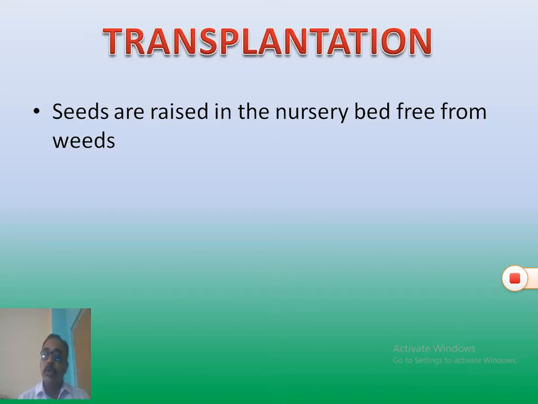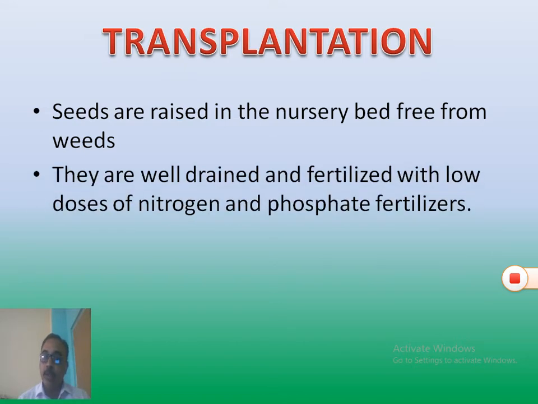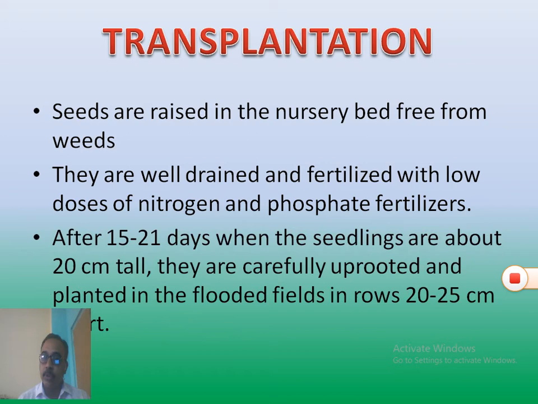Now seeds are raised in the nursery bed free from the weeds. There will be a nursery bed and the seedlings will be there. So the seeds will be raised. Now this nursery bed will be well drained and fertilized with low doses of nitrogen and phosphate fertilizers. After 15 to 21 days, when the seedlings are about 20 centimeters tall, they are carefully uprooted.